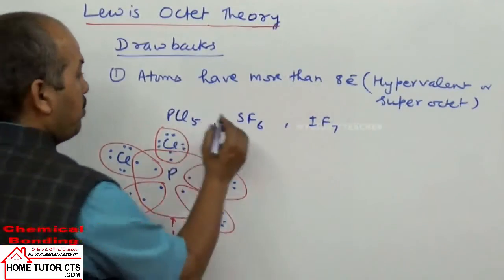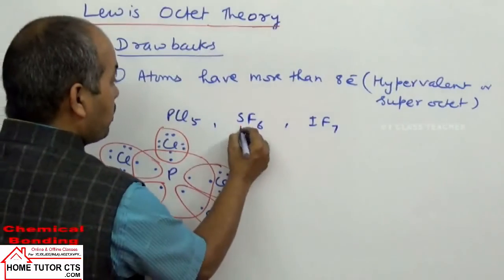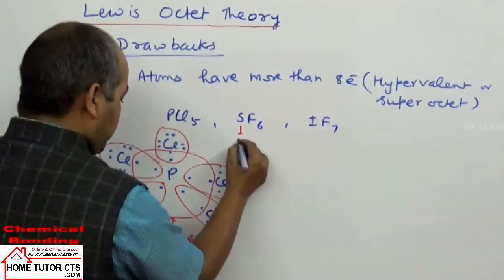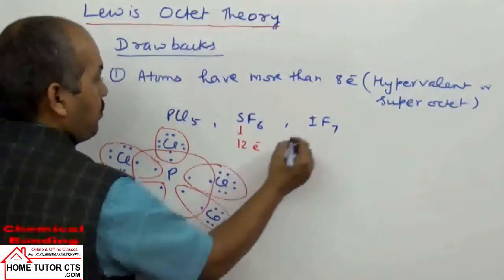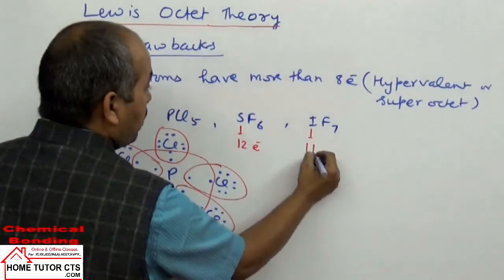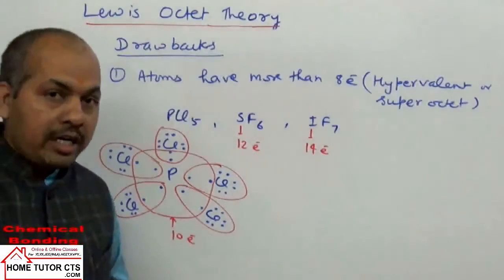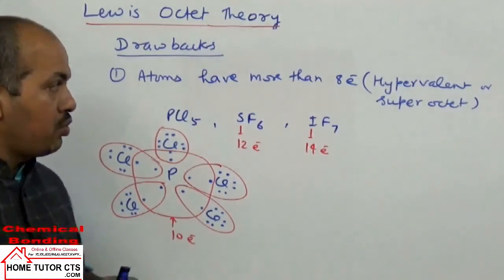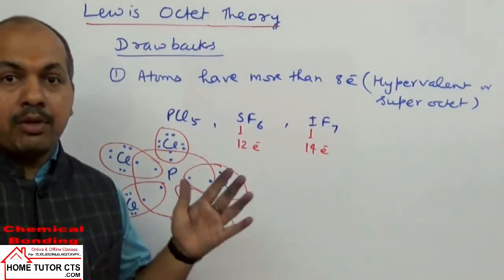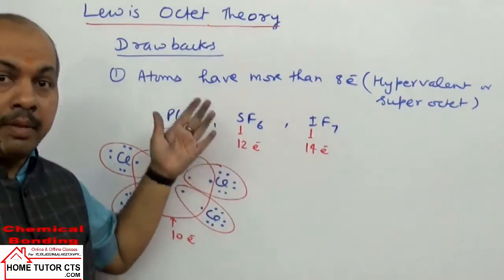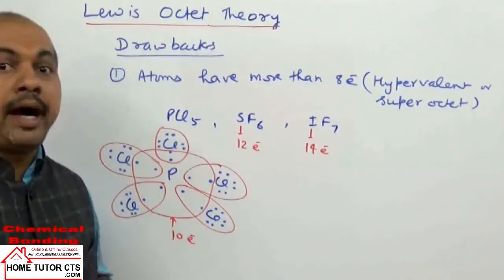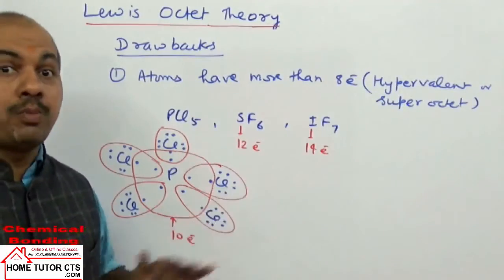It's okay. But you can take SF6 molecules, where sulfur will have 12 electrons. In IF7, iodine will have 14 electrons. So we have several examples where the central atom can have more than 8 electrons. Sometimes in the exam you get a question: among the following, which of them can be hypervalent or having superoctet.